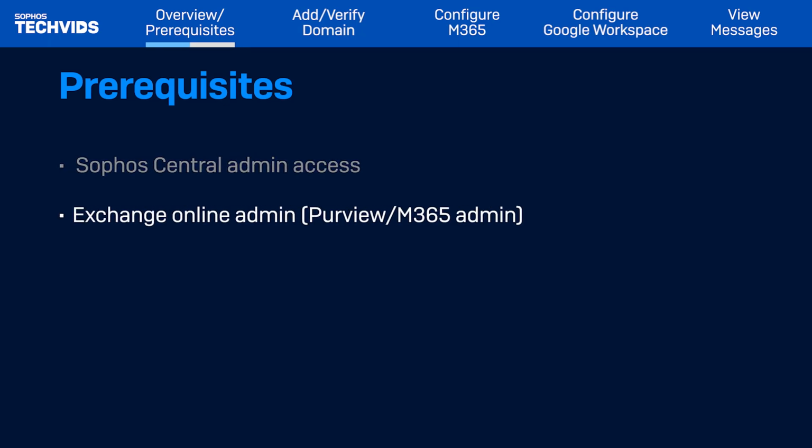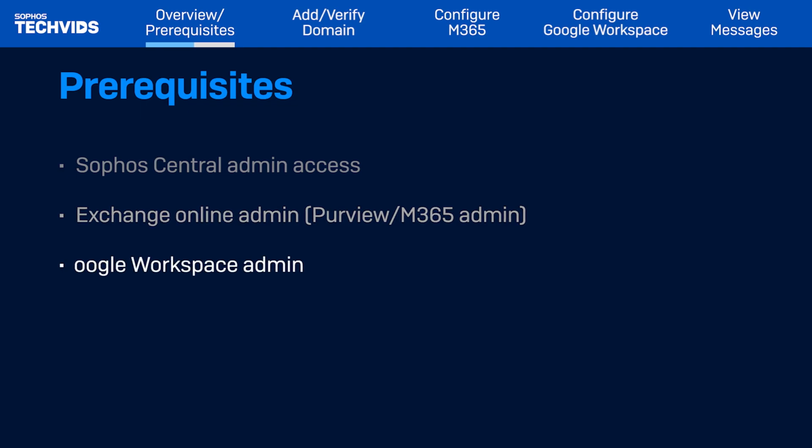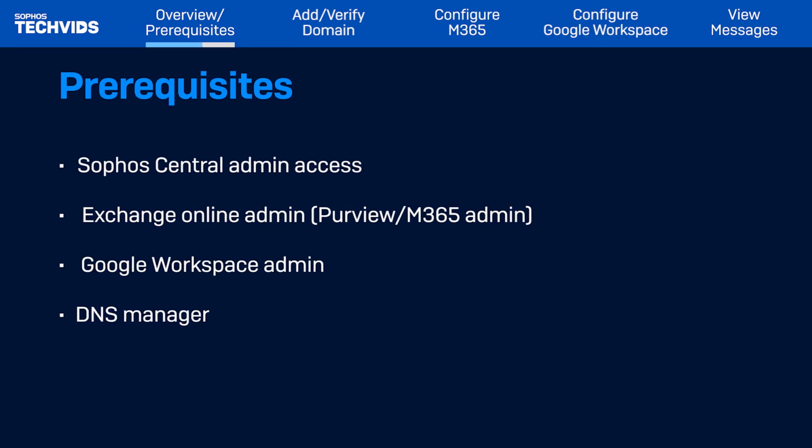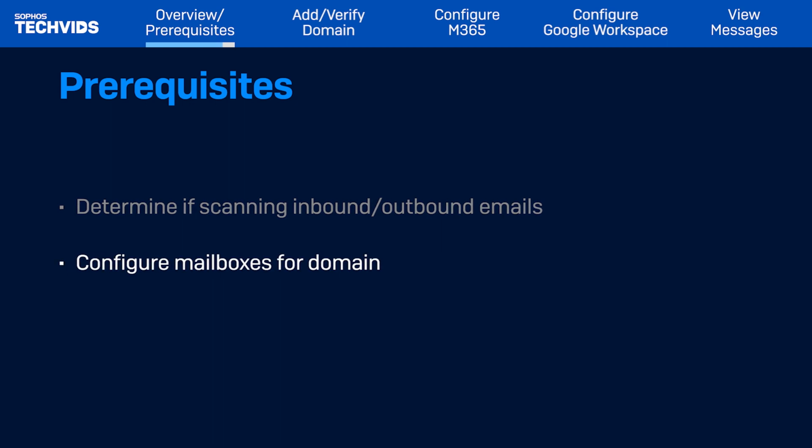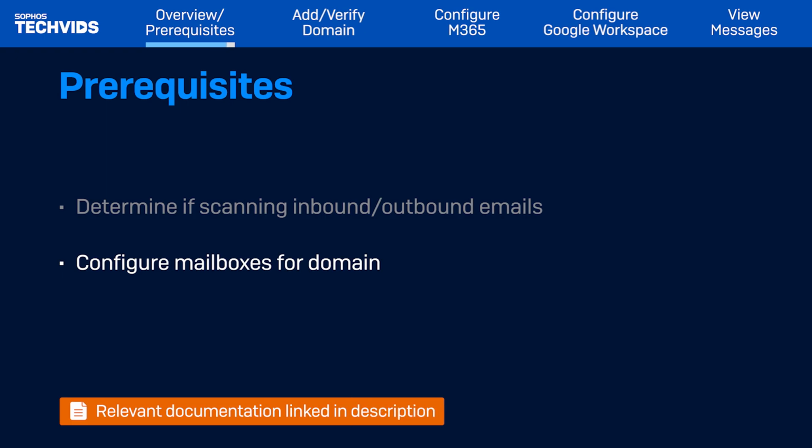Before starting, ensure you have admin access to Sophos Central, access to Exchange Online Admin or Google Workspace Admin, and a DNS manager. You'll need to determine if you wish to scan inbound and/or outbound emails. Lastly, make sure you've configured the mailboxes for your domain. Refer to the documentation linked in the description for more details. Let's get started.